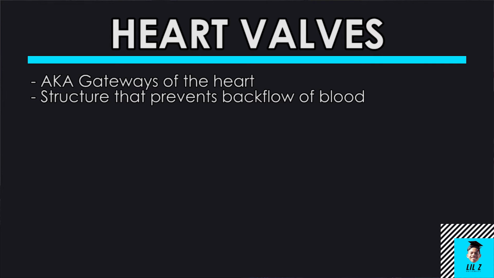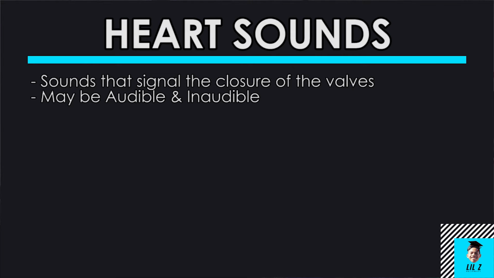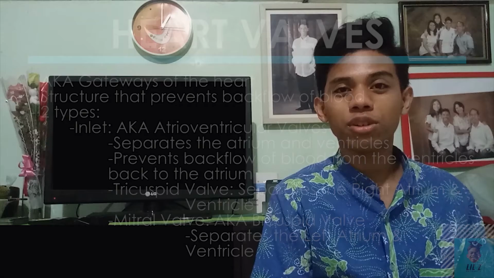Heart valves are the structure that separates the atrium from the ventricles and serves as a gate to prevent backflow of the blood, while the heart sounds are the sound indicating the opening and the closing of the valves. For the heart valves, we have 2 types: the inlet, or what we call the atrioventricular valves, and the outlet, or what we call the semilunar valves.